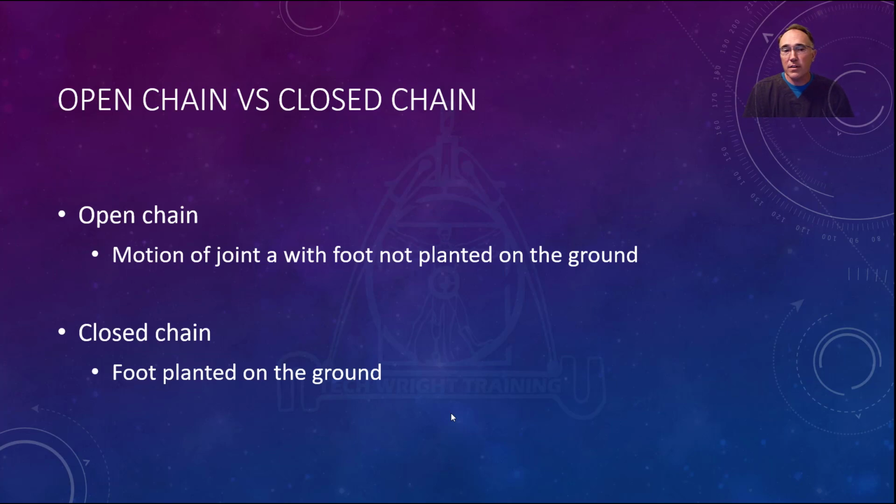Open chain is when the motion happens at the foot, let's say the ankle for example, and it's not planted on the ground. So the foot moves up and down like this. Closed chain is when the foot is planted on the ground, but then the body moves on top of it. So the foot doesn't move, the body moves. The proximal segment has motion and the distal segment does not. So that's open chain versus closed chain.